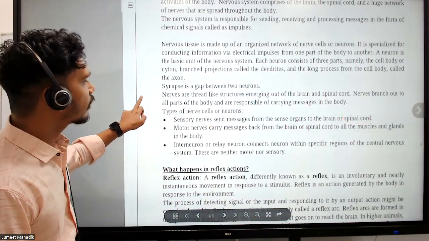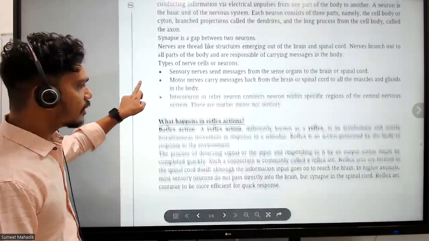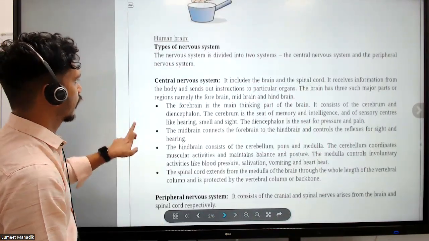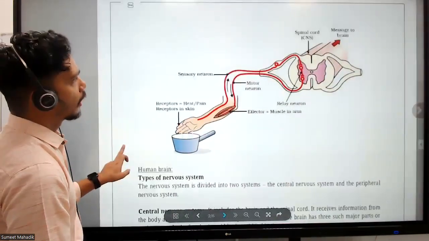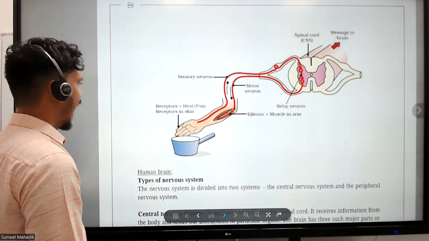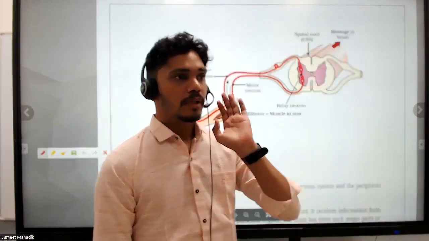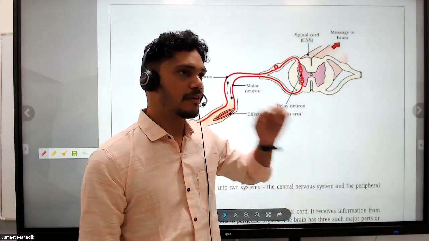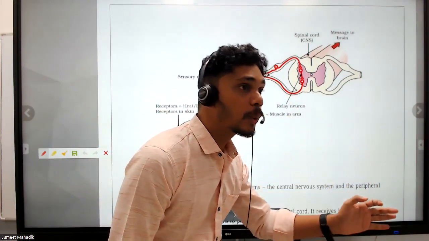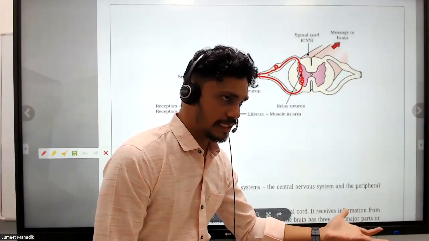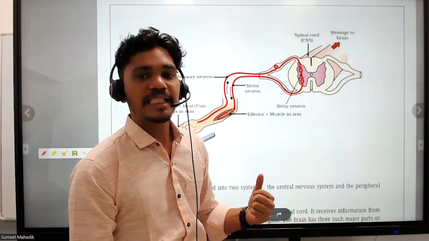Now, what is the reflex action? Before that, let's see the diagram. Then I will come back to this again. Reflex action is the action which is performed by the spinal cord. If you mistakenly touch a hot object, definitely you do this. This is your quick action. The reaction taken before the brain even knows is called a reflex action.